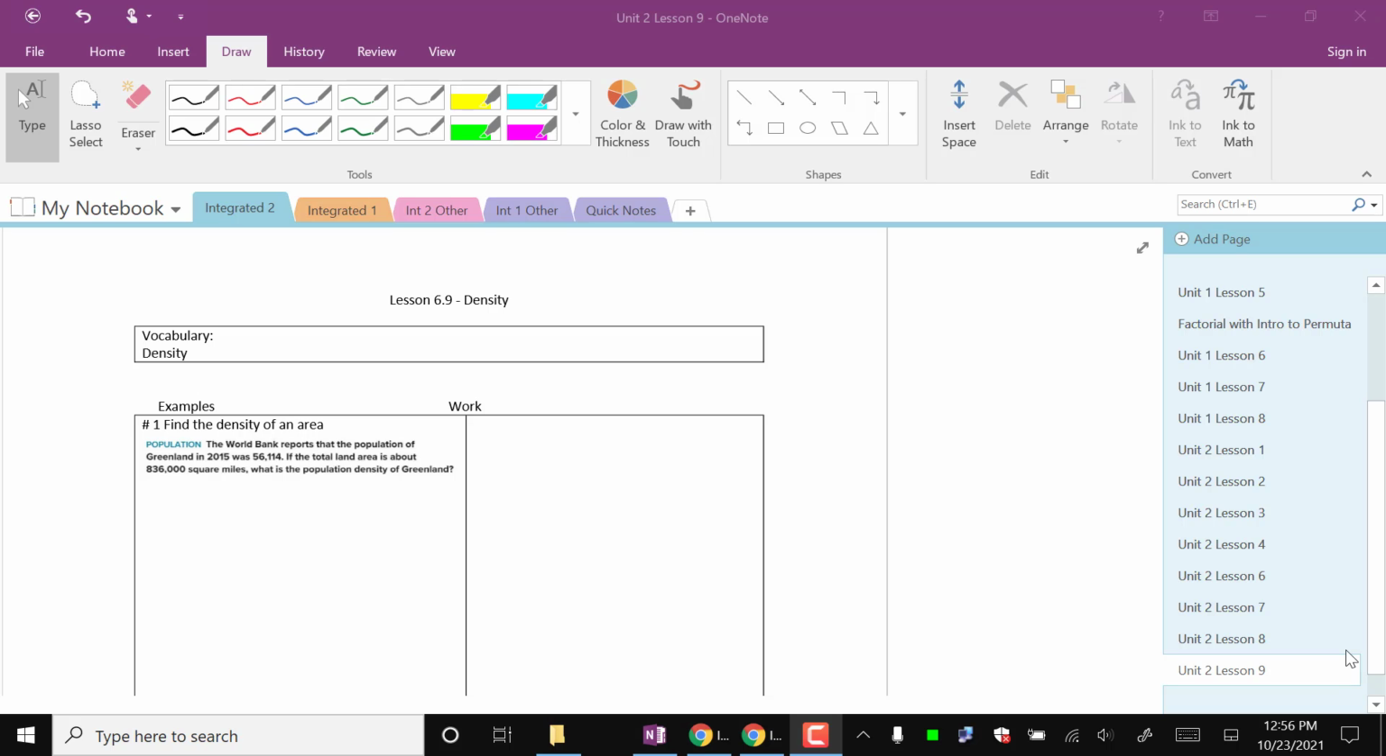Today we're going to be looking at lesson 6.9, density. Our vocabulary word for today is density. So for example 1, we want to find the density of the area.